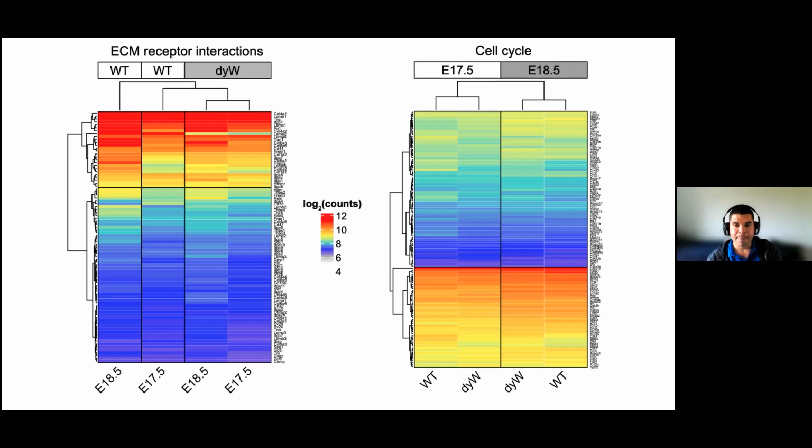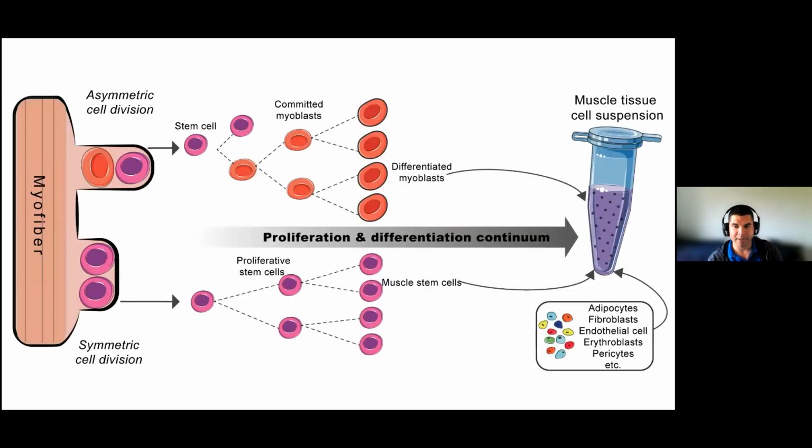Our gene expression data so far did not yield a major difference in terms of the cell cycle genes, and this is because of technical reasons that I will explain next. We know that there's asymmetric cell division and symmetric cell division going on adjacent to the myofiber. And we previously focused on these populations. We previously focused on stem cells and myoblasts. And these cells are actually all at different phases of the cell cycle. And I like to call that proliferation and differentiation continuum.